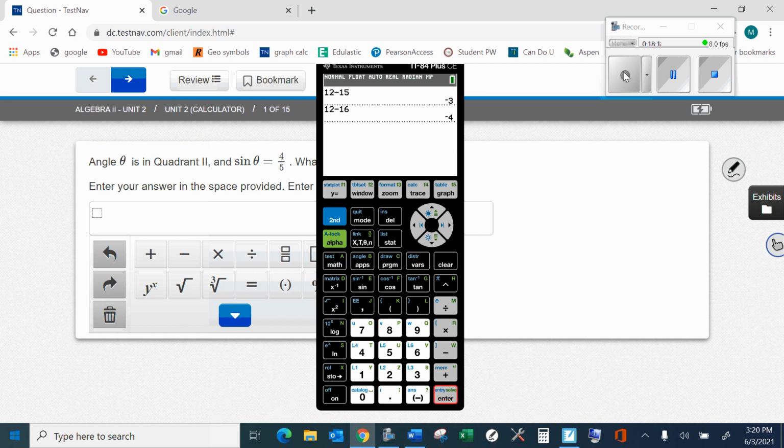Okay. Sine, cosine, and tangents are right here. You can't see it because I have it in black.